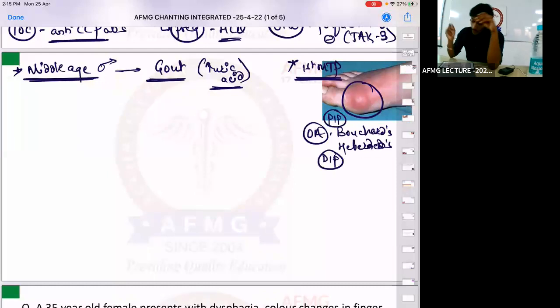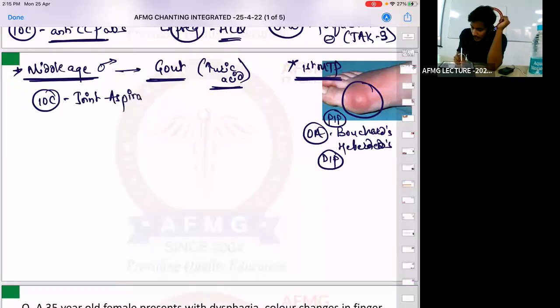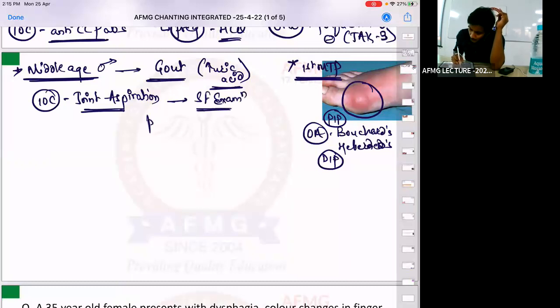What is the investigation of choice for gout, guys? Investigation of choice for gout is joint aspiration. So you will aspirate the synovial fluid from the joint and then do a synovial fluid examination. On synovial fluid examination under polarized microscopy, which type of crystals? I have told you this in the first class. Positively or negatively birefringent? Negatively birefringent.